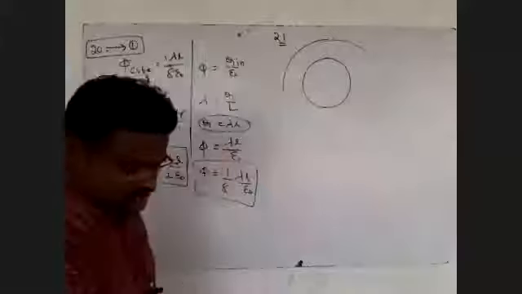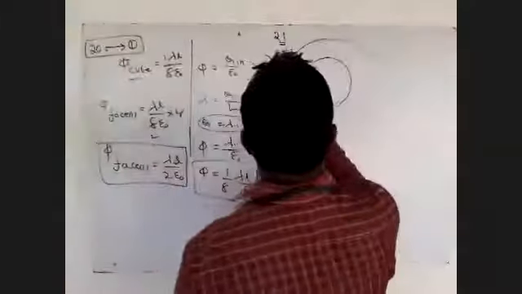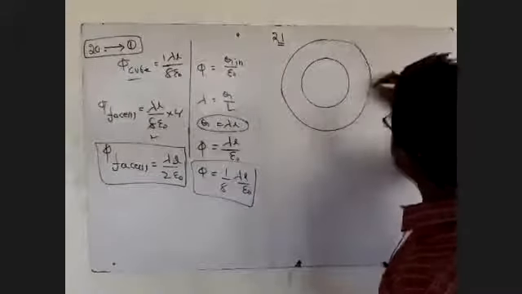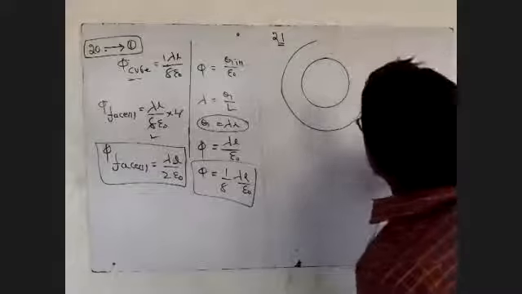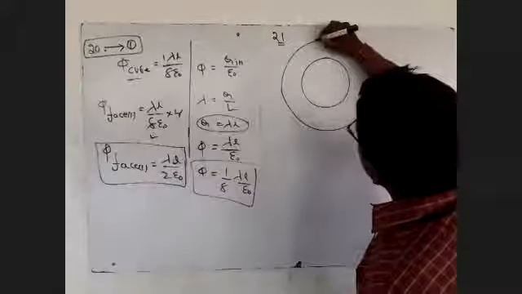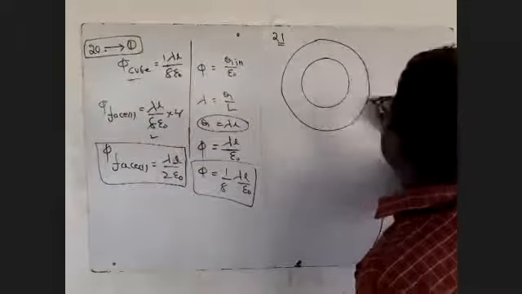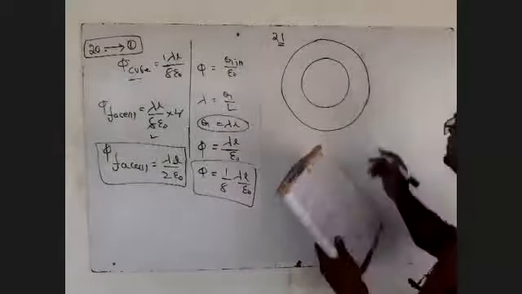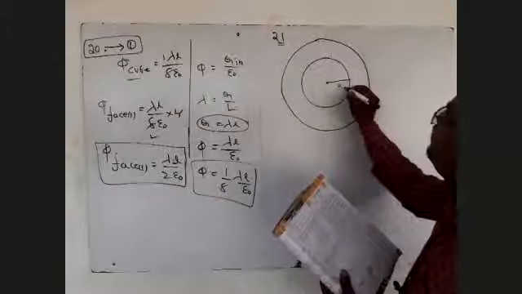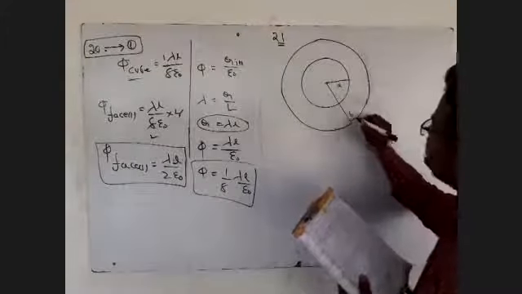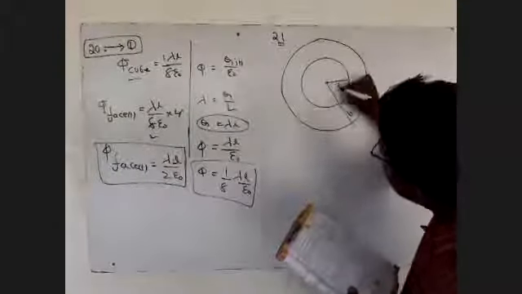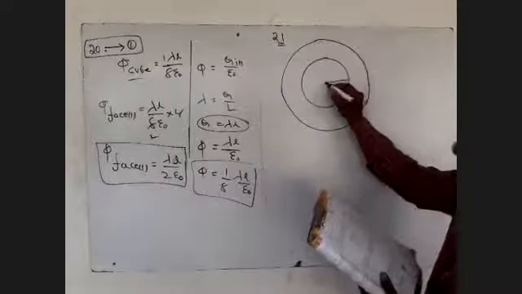Another cell here. We are taking this as one cell, and this is another cell. Okay, this is one cell. Here the inner radius is A, and for this one the radius is B. The radius of the outer cell is B, and the inner cell's radius is A. We are taking this as the center point.